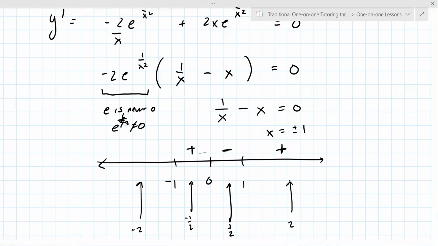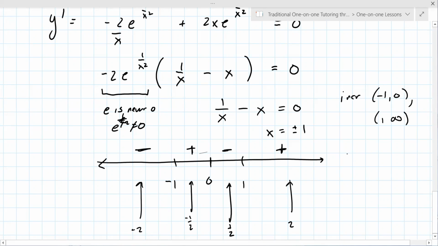And then, did I get these right? Yeah, x squared equals 1. Okay, so -2, this is positive, this is negative, so you get a negative. So you can say, oh, it's increasing from -1 to 0, comma 1 to infinity. And then it's decreasing from -infinity to -1, comma 0, comma 1.